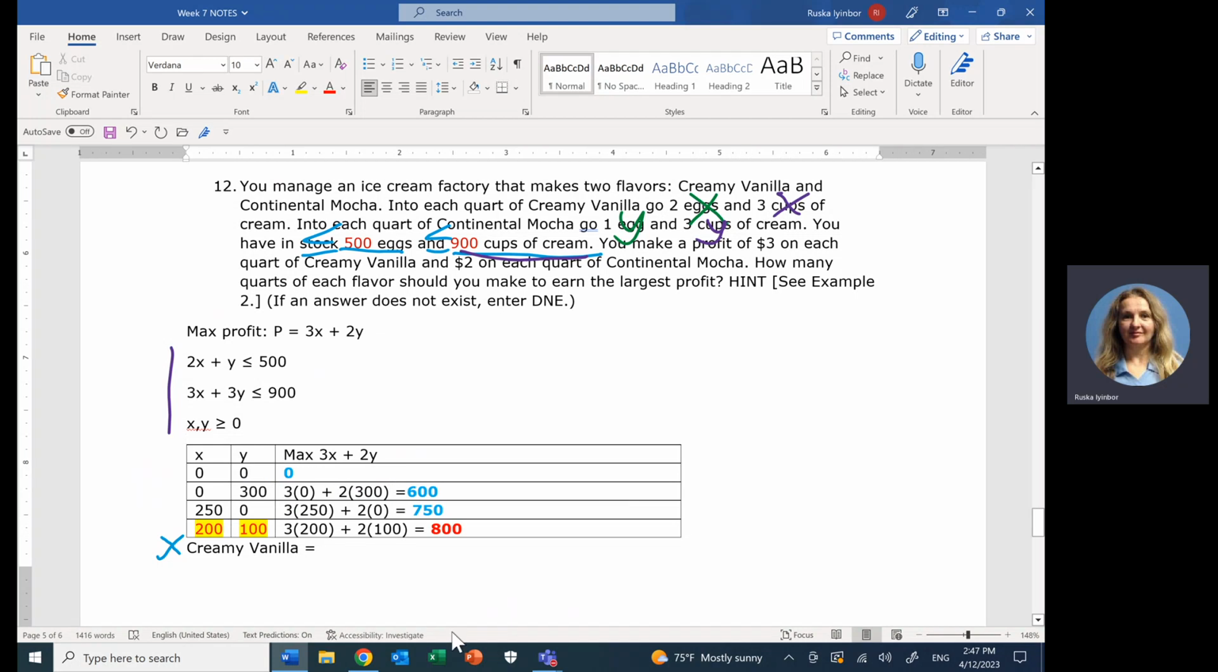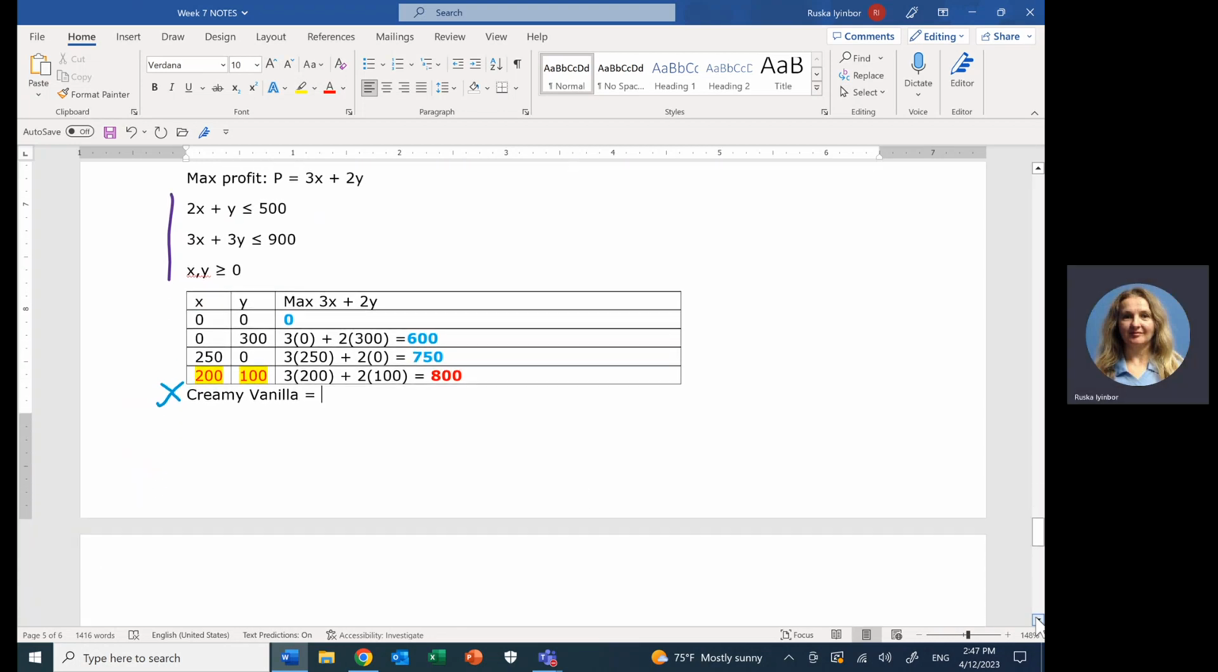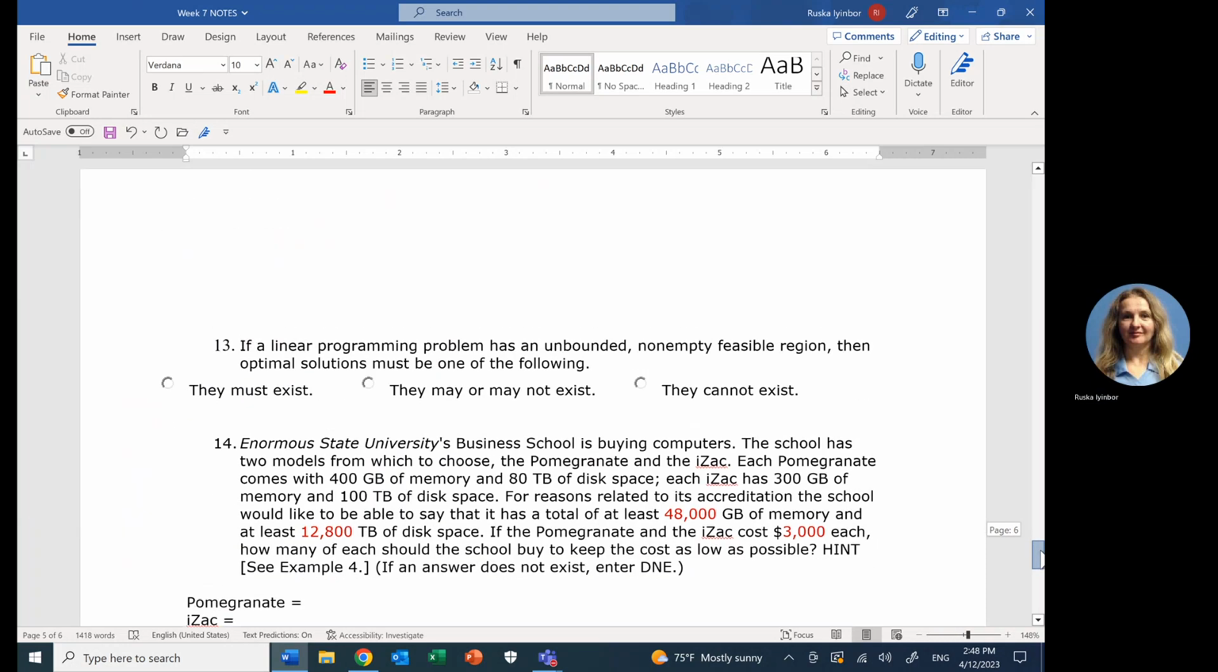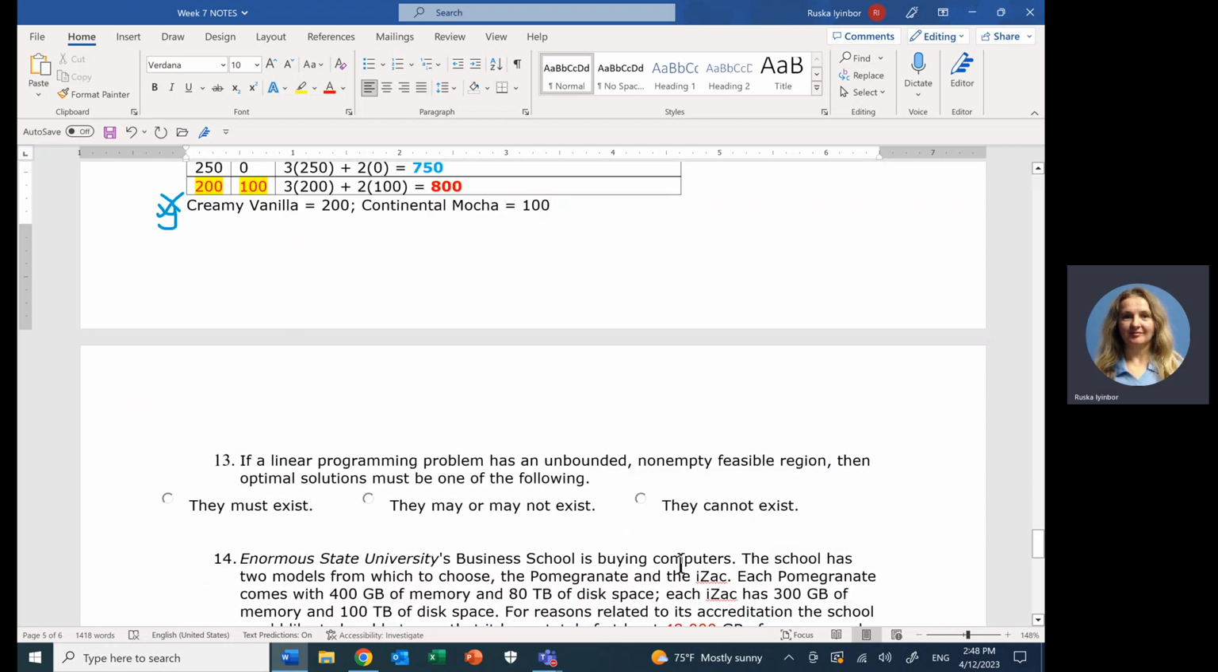Okay, so now how many ounces of vanilla and how much mocha do we need to get? So vanilla was X, so it's going to be 200. I just want to put everything in the same place. The mocha is going to be 100. So those are the answers. X was the first one and Y is the second one. Okay, so those are my answers, 200 and 100.